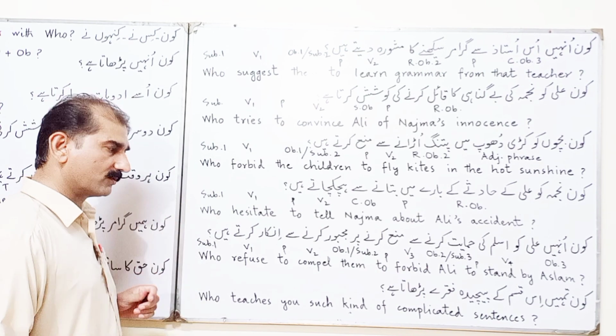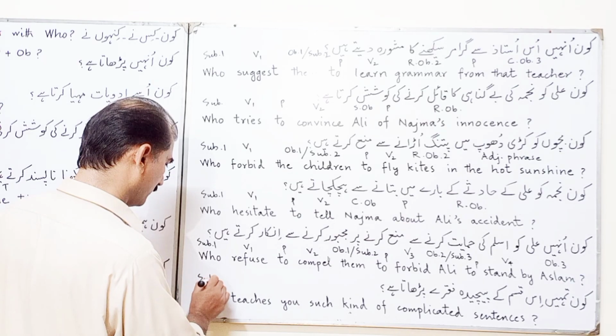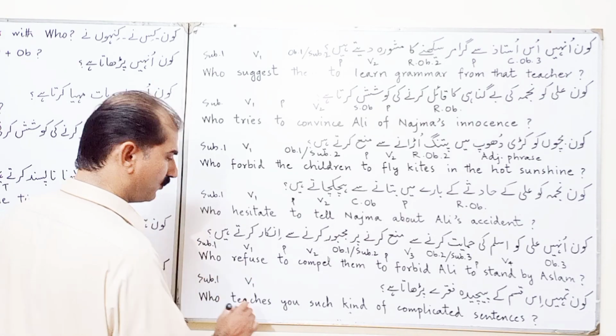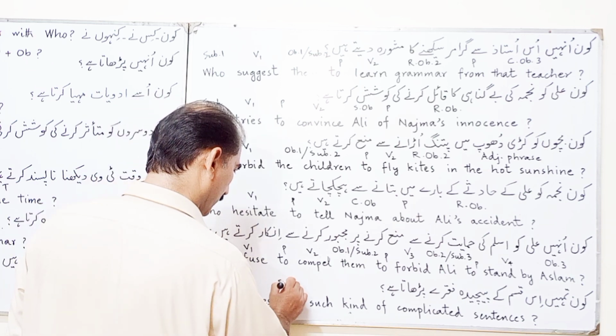Who teaches you such kind of complicated sentences? Who serve here as the subject 1. Teach is the verb 1. You is the second object or a casual object.